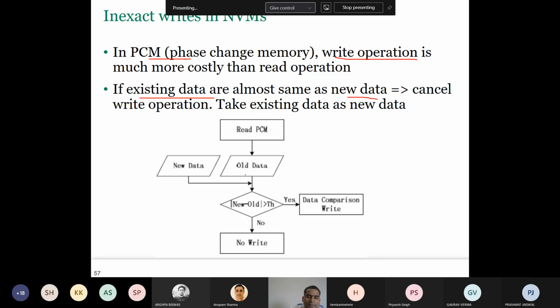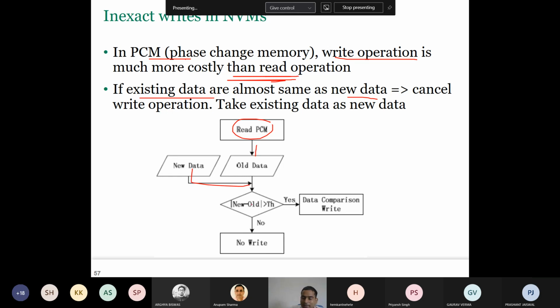Okay. So see, the idea is, read operation is very cheap. So first of all, we read the old data, read PCM. Even for writing something, we first of all read the previous value. So some read energy is getting spent. But as I already said, read is much, much cheaper than write. So first of all, we read the old data. Now we have read the old data. Now we find out the new data.